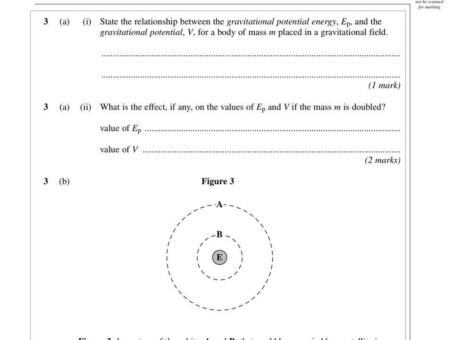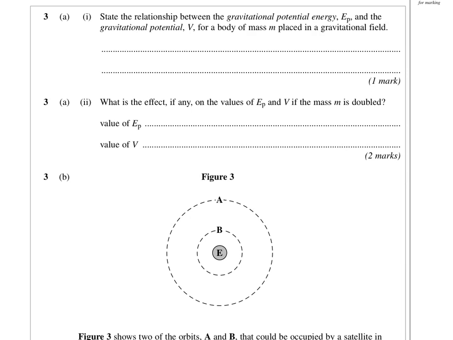Alright, moving on. State the relationship between gravitational potential energy and the gravitational potential for a body of mass m placed in a gravitational field. So the potential energy is just the mass m times the potential, essentially. So that's the relationship between them. What is the effect, if any, on the values EP and V if mass m is doubled? Potential energy is proportional to the mass, so it's going to double the potential energy, but the V is independent of the mass in the field, so that's going to be no change.